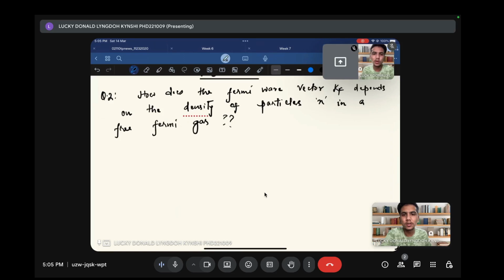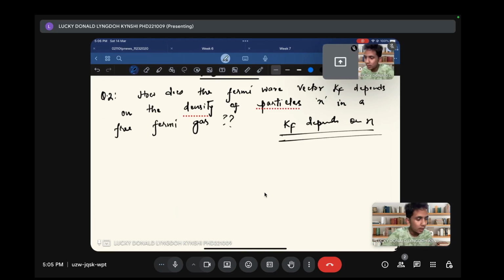So the question is asked: how does kf, which is the Fermi wave vector, depend on n? It is also given that it is a Fermi gas. In such cases, if you want to find the number of particles, most of the time it is followed using your density of states. Whether it is 1D, 2D or 3D, the density of states is the number of states available, and from that you know the number of particles. That is how the number of particles comes into the picture.